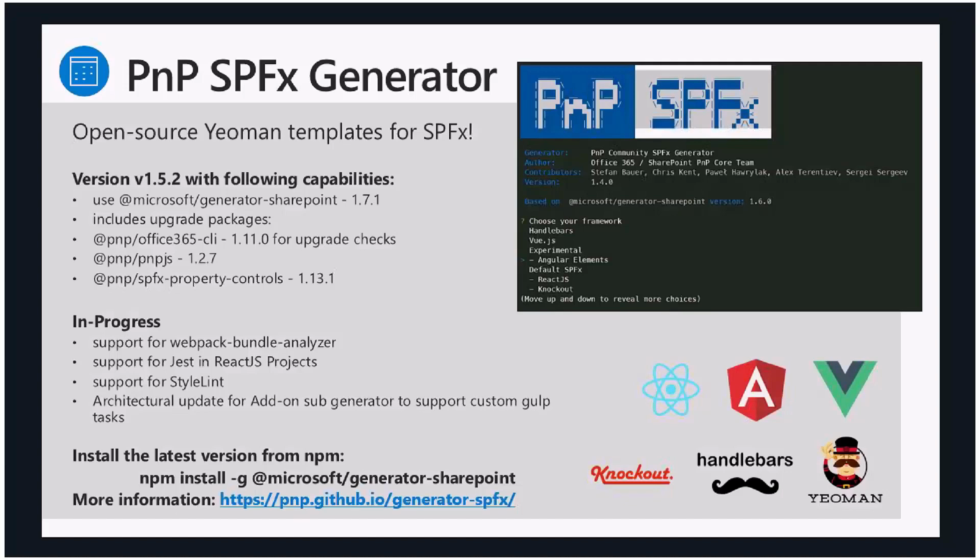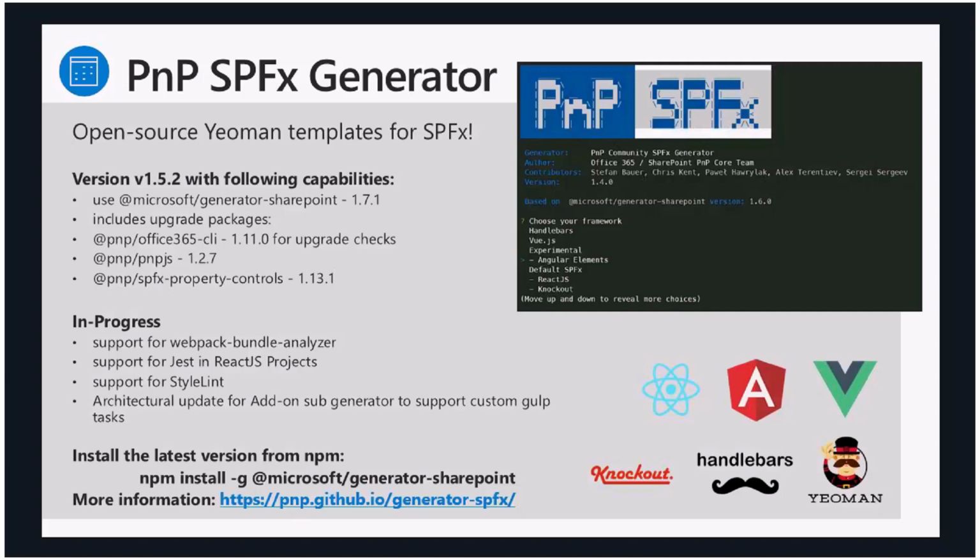we need to make some architectural updates on the add-on generator, which currently handles libraries like jQuery, to have actual gulp tasks that will be automatically deployed with a library. For example, for the Webpack bundle analyzer, you want to have the gulp task directly in the gulp file. For the style linter, it's the same. And these are the things that are coming up, I think, somewhere in January.